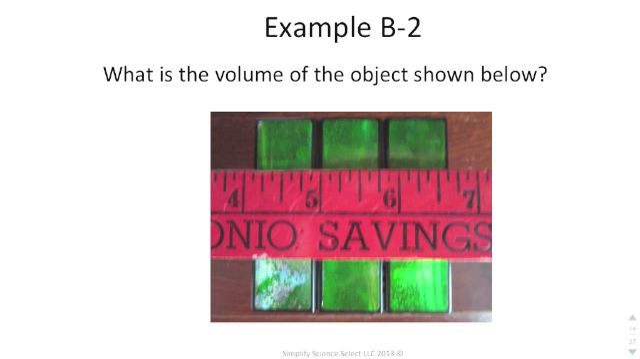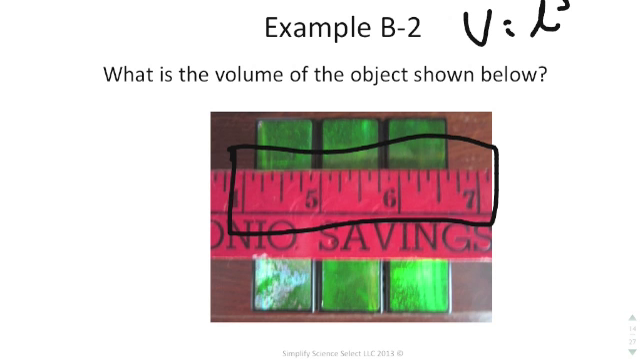Okay, example B2, it says, what is the volume of the object shown below? What you can see in the picture is actually a Rubik's Cube. So the equation for the volume of a cube is just one length of the side cubed. And the one thing that when you're looking here to find out what the length is, you're measuring in inches, and it's okay to leave your answers in inches cubed. So look, figure it out, make sure that you read the ruler correctly, and then cube it.